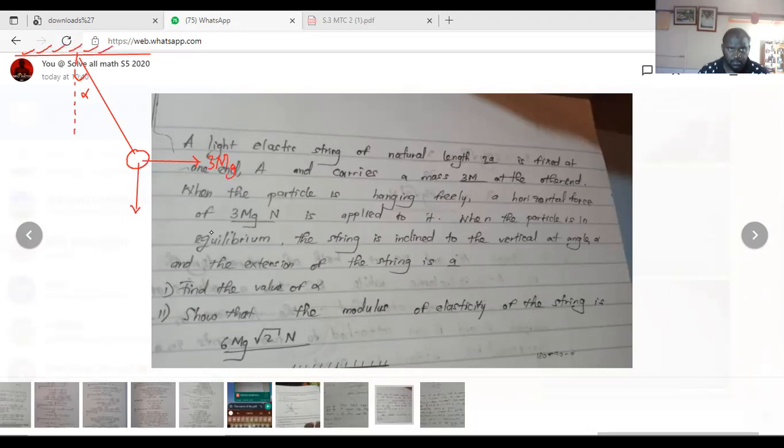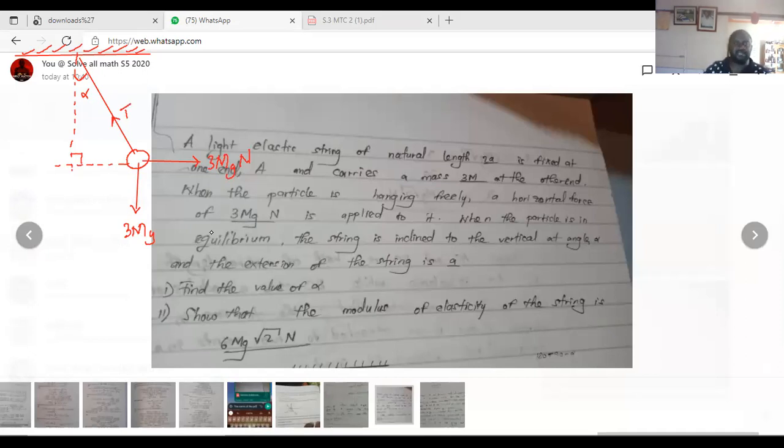Okay. So they are saying there is a horizontal force that is pulling the body, which is 3mg newtons applied to it. And when the particle is in equilibrium, the string is inclined to the vertical at an angle alpha, and the extension of the string is a. But the mass attached is 3m, so its weight is 3mg also. So with this regard, if we have pulled it away, it will displace an angle of alpha up there. So that means there is tension in this string.